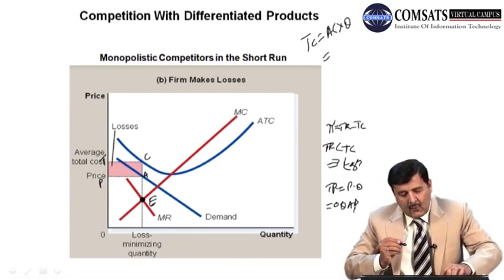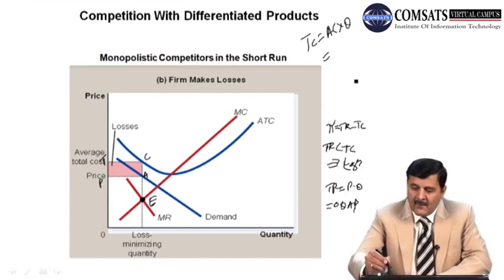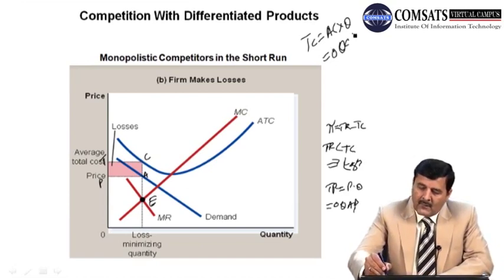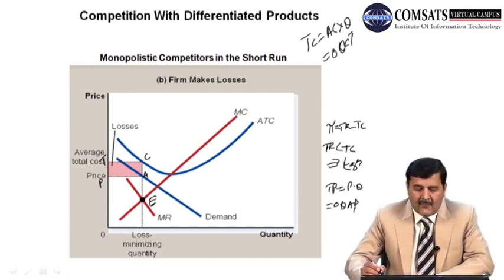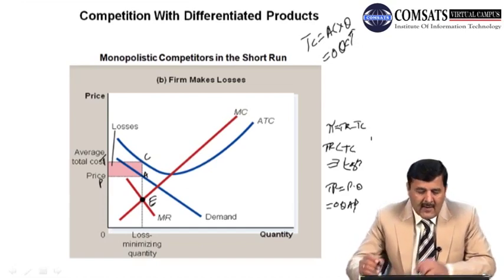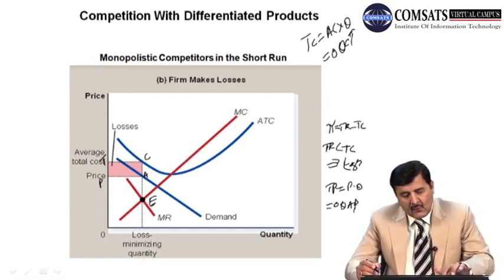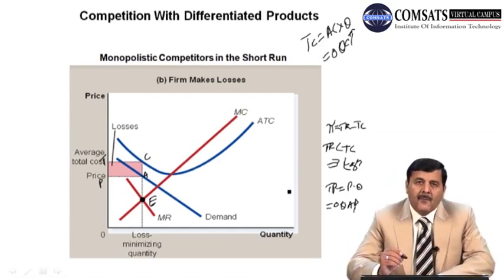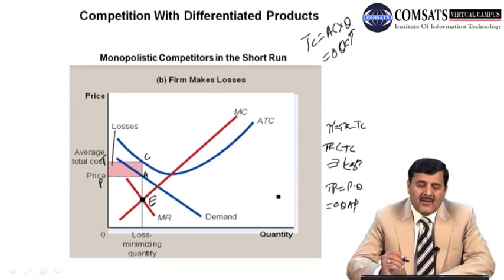ये जो बड़ी rectangle है OQCT, OQCT is the total cost of the firm. अगर आप गौर से देखें इस डायग्राम में, ये जो रेक्टेंगल टोटल कॉस्ट की है, that is bigger than the rectangle of total revenue. तो वो जो एरिया है ज़्यादा है as compared to total revenue. तो ये जो डिफरेंस है, जितनी कॉस्ट ज़्यादा है टोटल रेवेन्यू से, that is the loss of the firm.